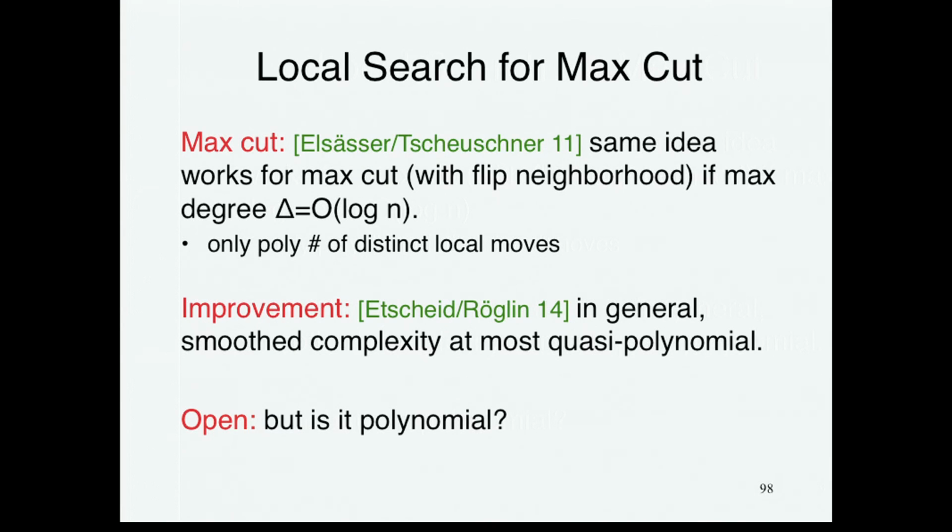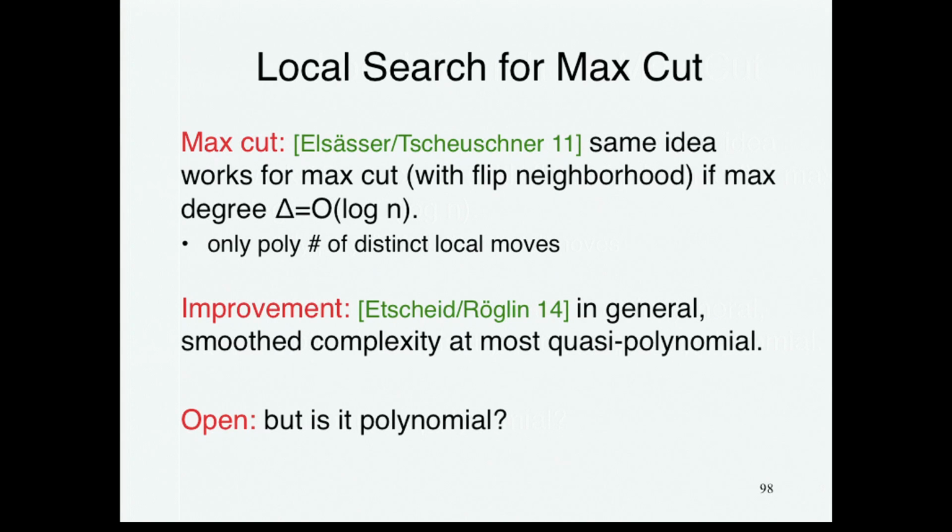We do know, and this is a non-trivial result by Etscheid and Röglin, that at least it's not worse than quasi-polynomial, meaning n to the log n. So that's an upper bound on the smoothed complexity of local search for max cut. We do not know if it's polynomial or not. It's suggestive that it's polynomial, but no one knows a proof.